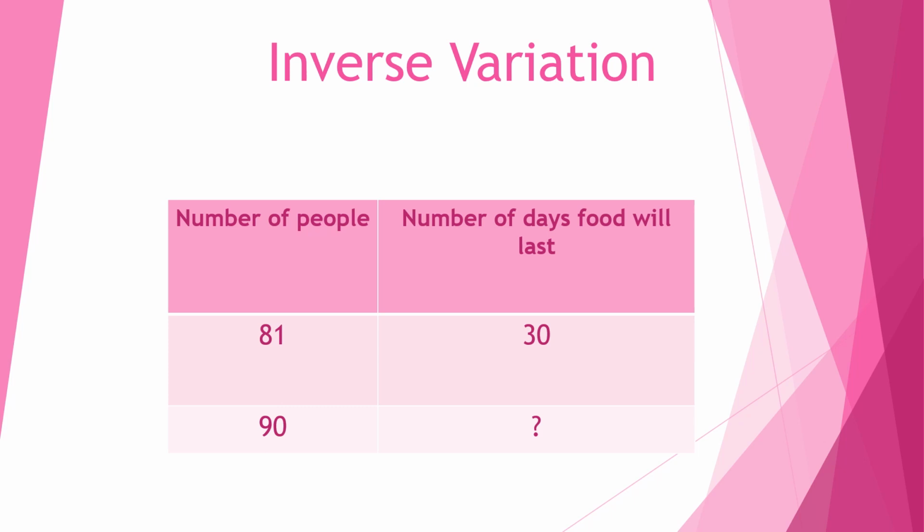We put all this information in a chart. Here we have a table showing number of people and number of days food will last. For 81 members, the food lasts for 30 days. For 90 members, we have to find out how many days will the food last.